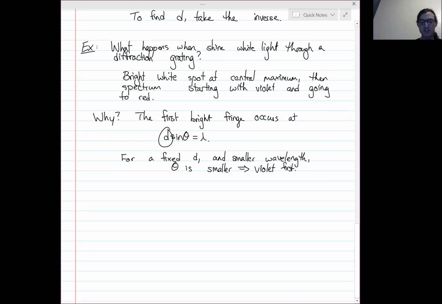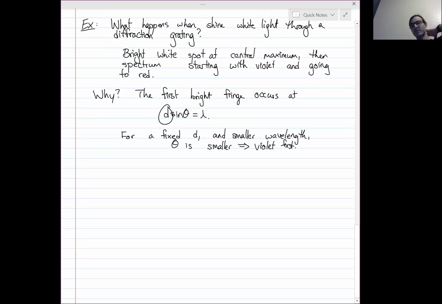But just as a note, there is no splitting at the central maximum, at the central spot, because at the central spot, it's just d sine theta equals 0. It doesn't depend on the wavelength. And so you just get that theta equals 0 for that first bright maximum.